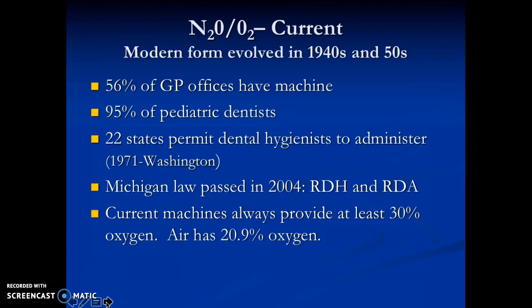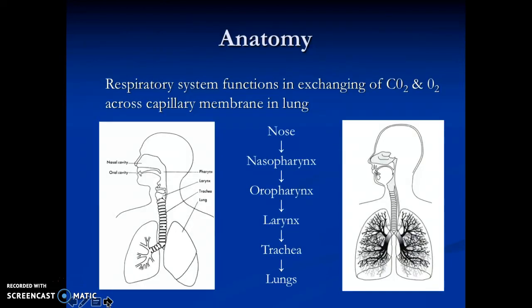With the current nitrous oxide delivery systems available, current delivery systems provide at least 30% oxygen at all times. You cannot deliver 100% nitrous oxide to a patient. So the machines won't run unless you have a level of at least 30% of oxygen. Just FYI, what you're currently breathing now, atmospheric air, only has just about 21% oxygen.